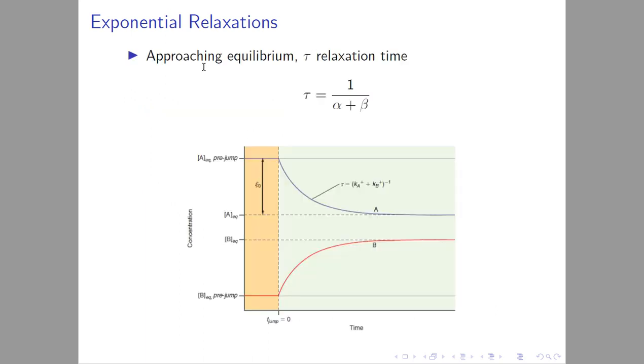Here you can see that when it approaches equilibrium, the reaction time tau equals 1 over (alpha plus beta). This is the time it takes from before the interchange to become the equilibrium value. If we take the logarithm of this equation, we get this relaxation time.